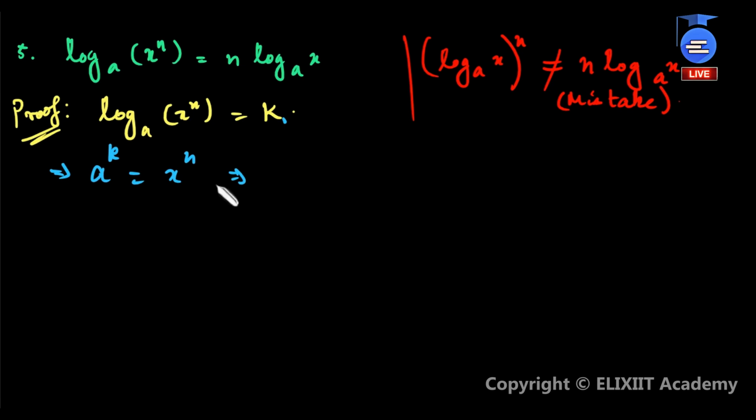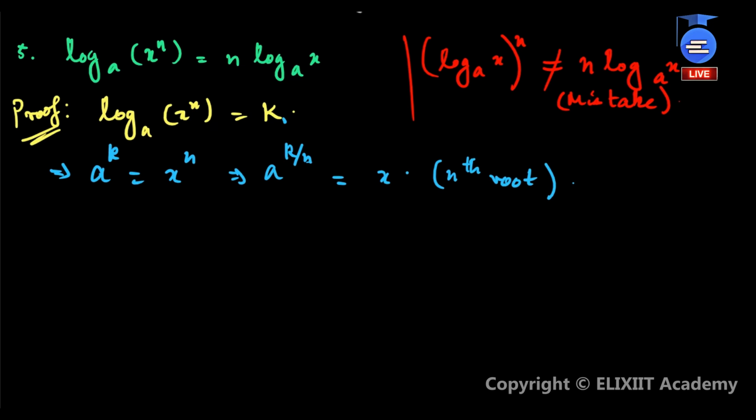Then what do you do? Take nth root on both sides. What is nth root? Whole to the power 1 by n. Take whole to the power 1 by n on both sides. So we have a to the power k by n is equal to x, because we are taking nth root, or simply take this whole to the power 1 by n on the left hand side. Clear?